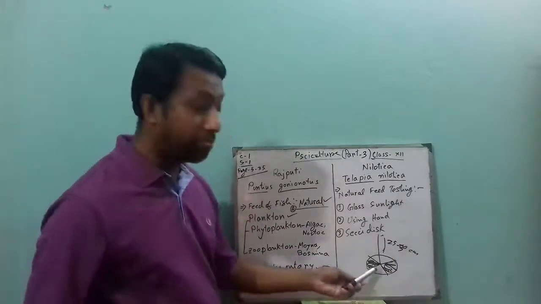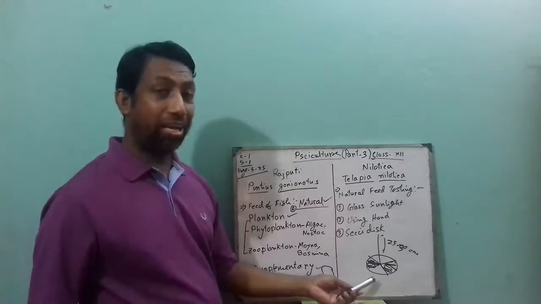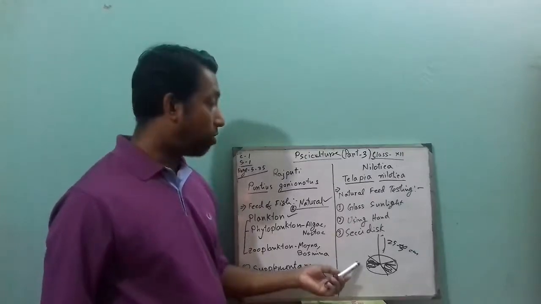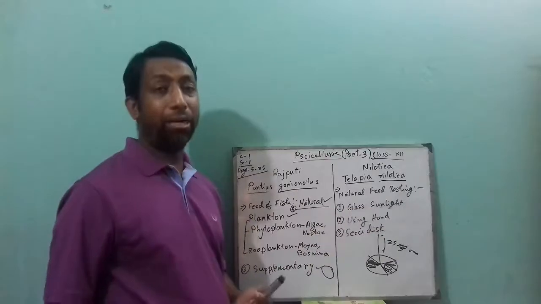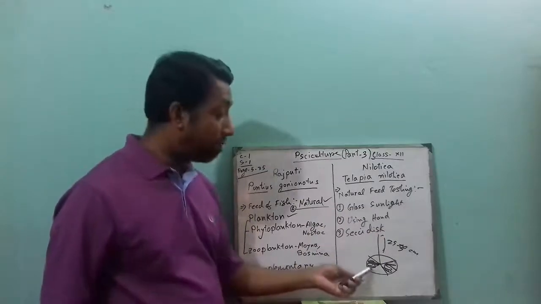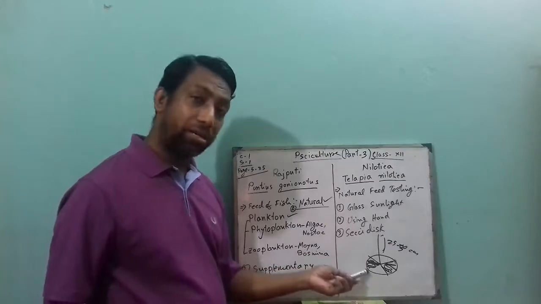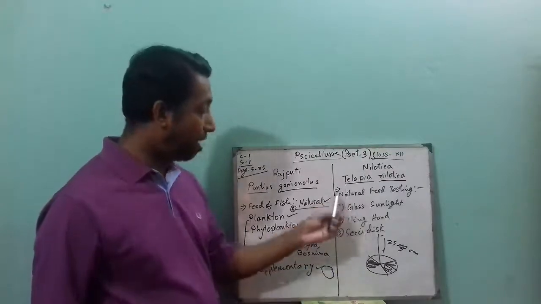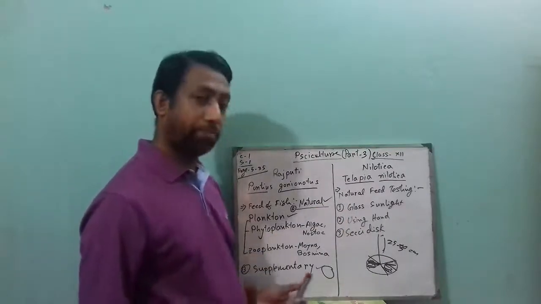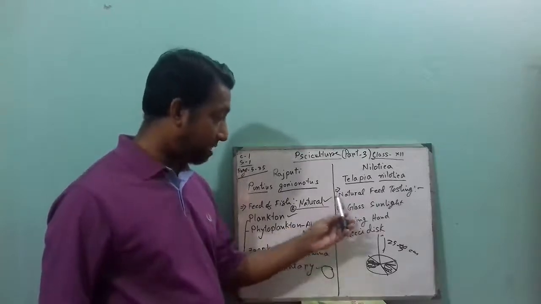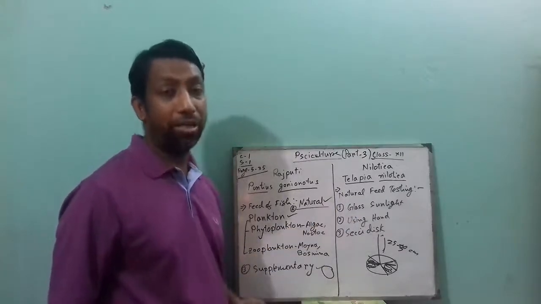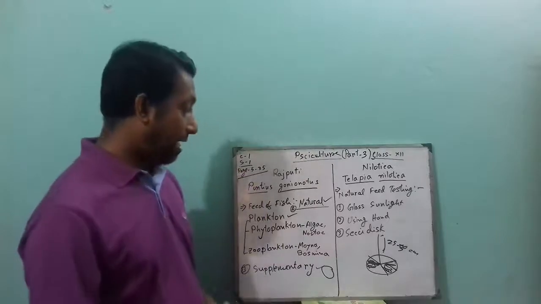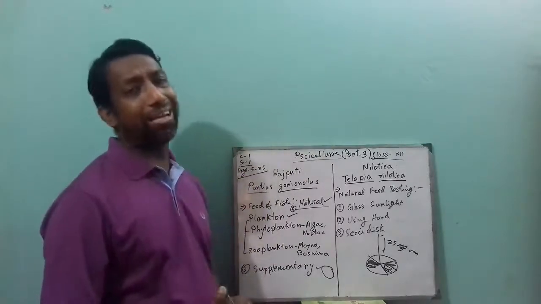If that disc is observed very clearly underneath the pond water, then there is no natural feed present in the pond. But if it is not seen from the top of the water, that means natural feed is present in the pond. This is the way of understanding the natural feed in the pond. This point might come up in the question as well: how can you examine the natural feed in the pond.